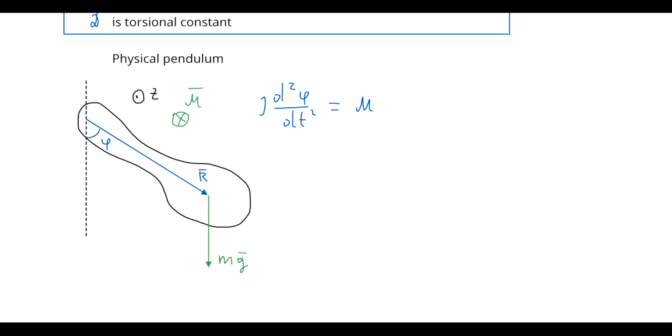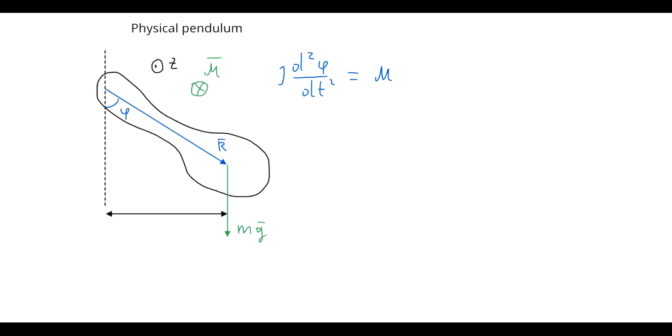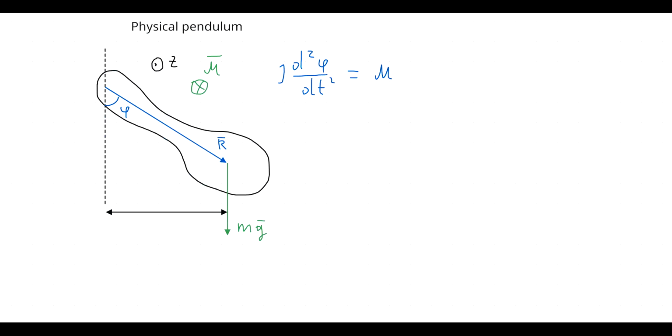Okay, so how to define this moment of force? First of all, we need to know this distance from axis to the force. And this is equal to r multiplied by sinus phi. So according to this, we have that M is equal to minus m g r sinus phi.